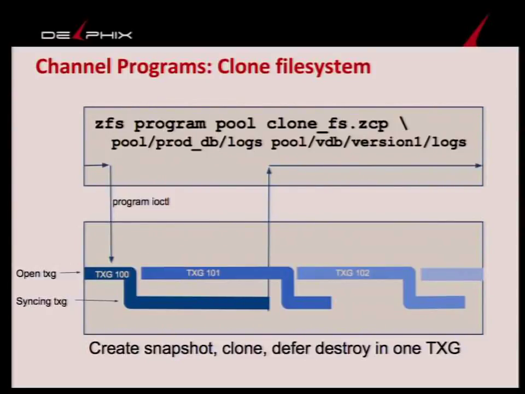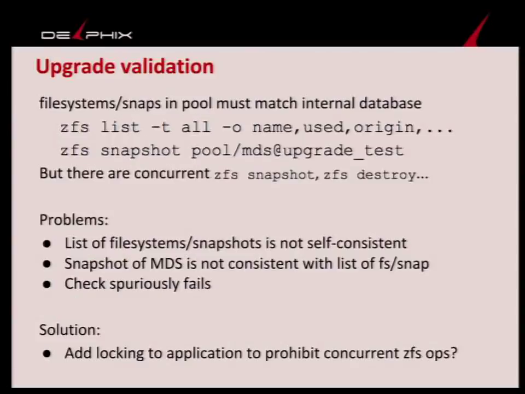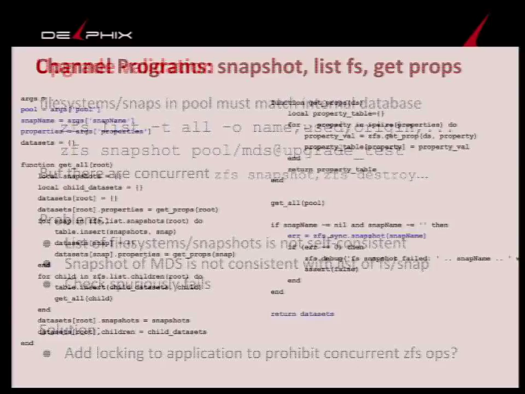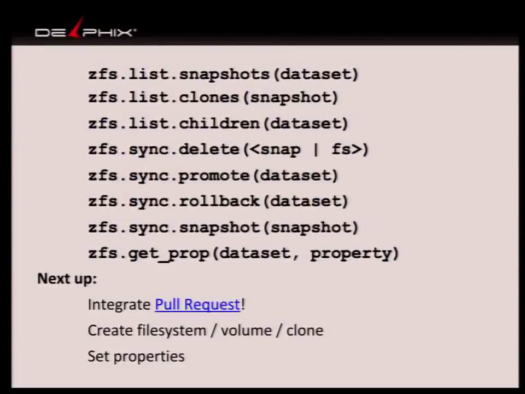But I did not include here open context channel programs, which is a special mode of running the channel program where you can't make changes, but it also doesn't have to wait for this. Sarah implemented that in order to have the getting. So you can write a program that just does iteration and getting properties that runs in open context and doesn't have to wait for a sync. Then it's going to be more or less the same performance as the traditional property getting ioctls.